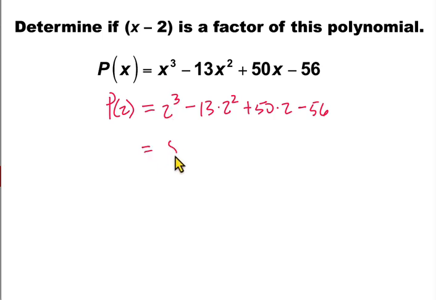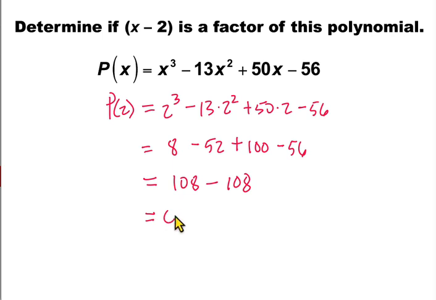2 cubed is equal to 8, 2 squared is 4, and 4 times negative 13 is minus 52. 50 times 2 is plus 100, and minus 56. Combining the positive terms, we get 108. Combining the negative terms, we get minus 108. These two terms cancel out and we get 0. As a result, x minus 2 is a factor of this polynomial.